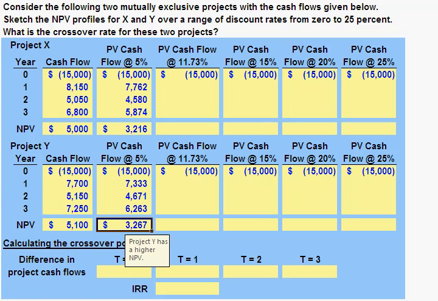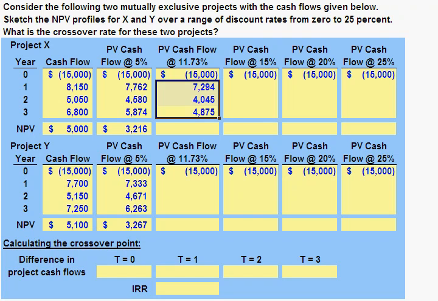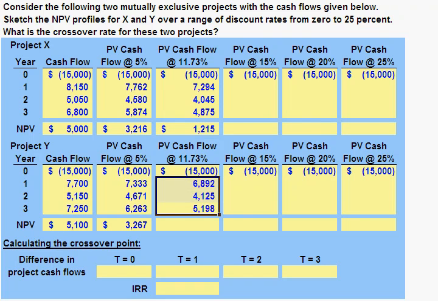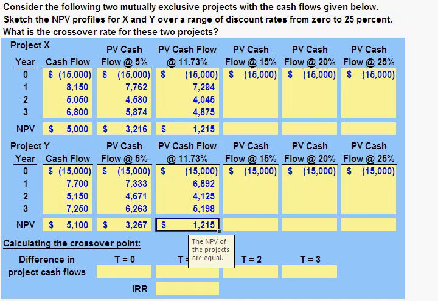The present value of project X is as follows, giving it a net present value of $1,215. The present value of the project Y cash flows are as follows, and it too has a $1,215 net present value. Notice at this crossover rate, the net present values of both projects are equal. As we move above this 11.73% crossover rate, we'll observe that the net present value of project X will be higher than that of project Y.